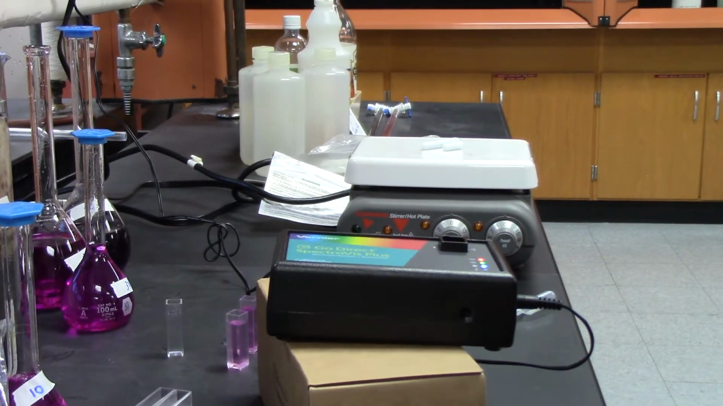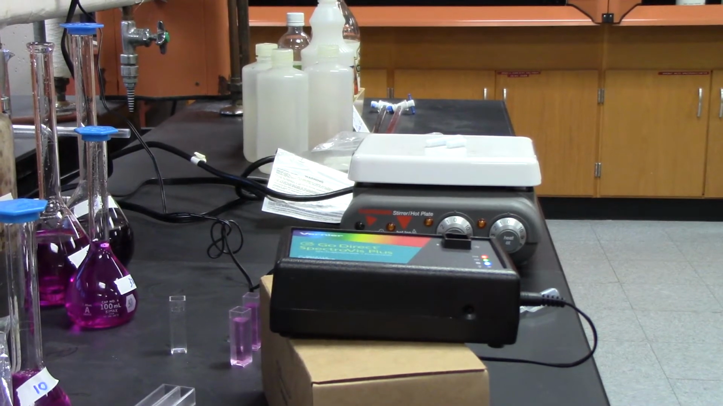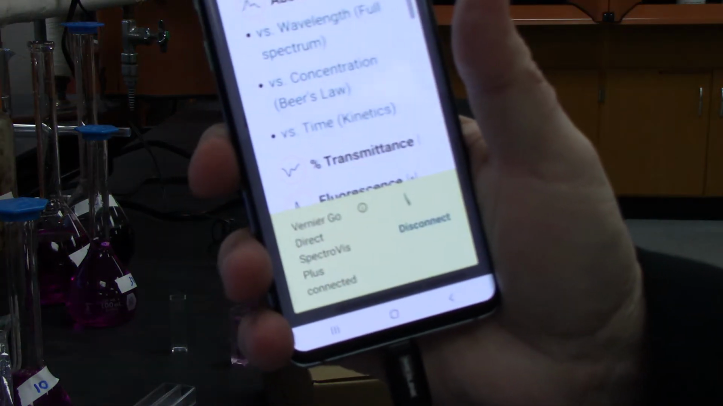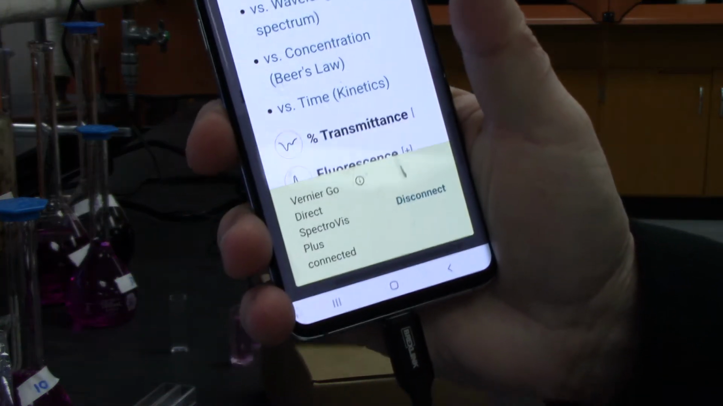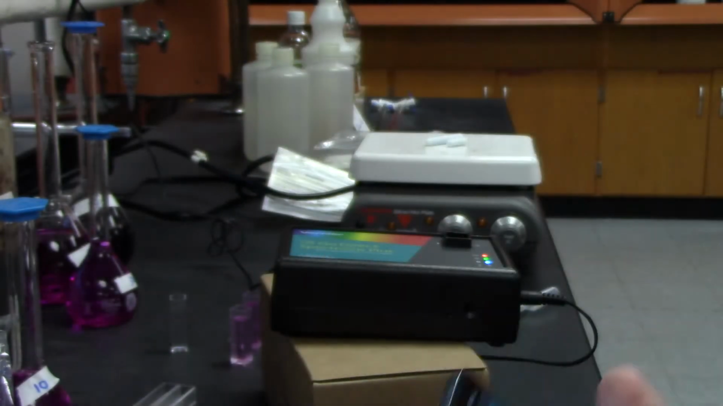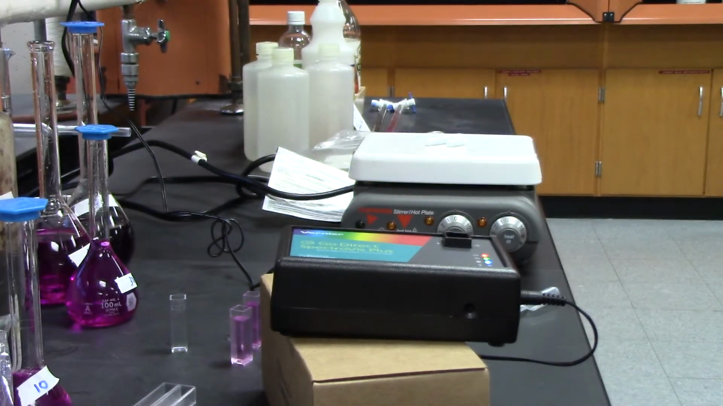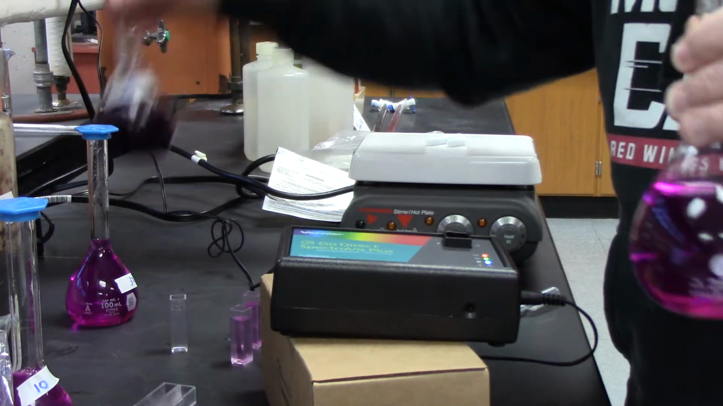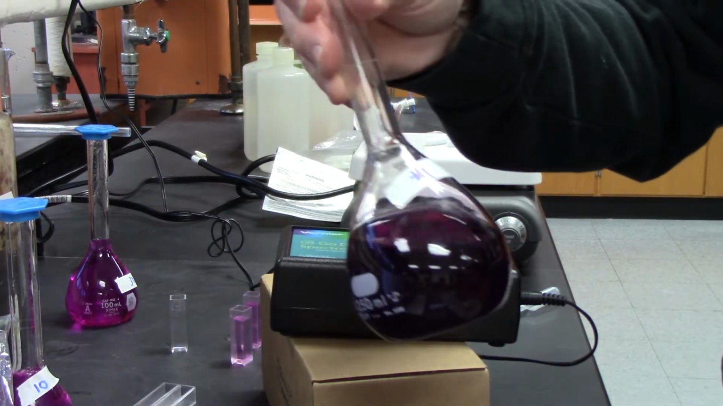Okay, now we're gonna do Beer's Law. I think I got connected. So on the phone, it shouldn't be this difficult. It has Beer's Law, and what we're gonna do is measure concentration versus absorbance.